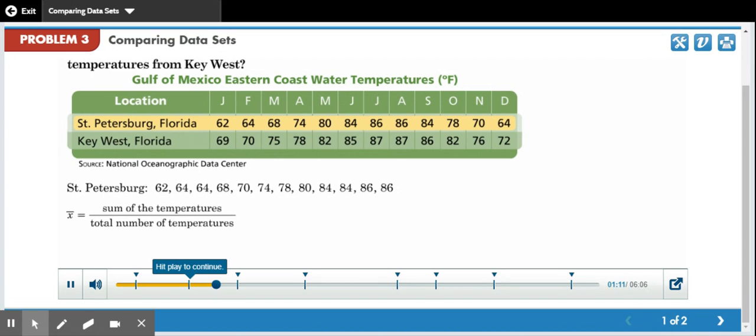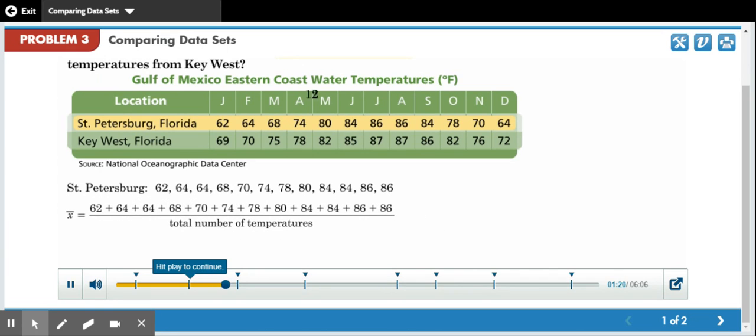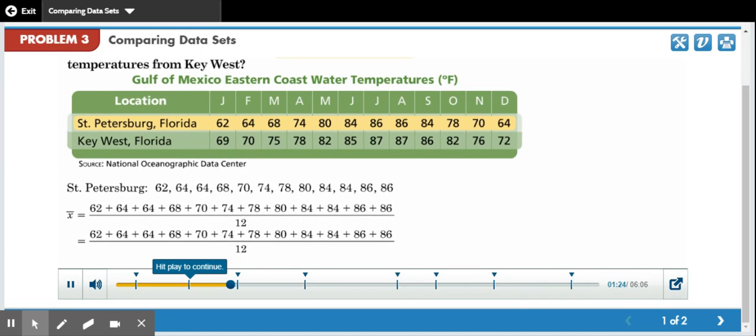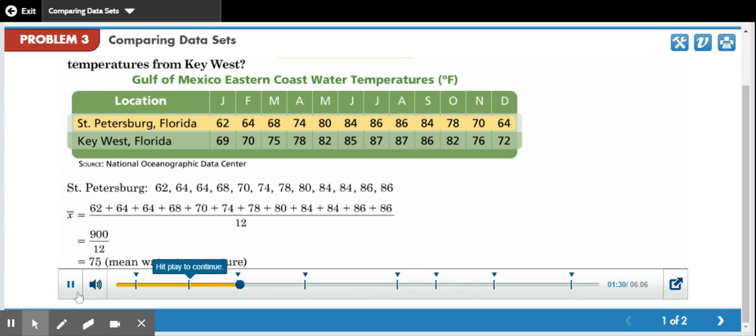The mean is the sum of the temperatures divided by the total number of temperatures. Add the temperatures from St. Petersburg. There are 12 water temperatures. So the mean water temperature for St. Petersburg is 75 degrees Fahrenheit.